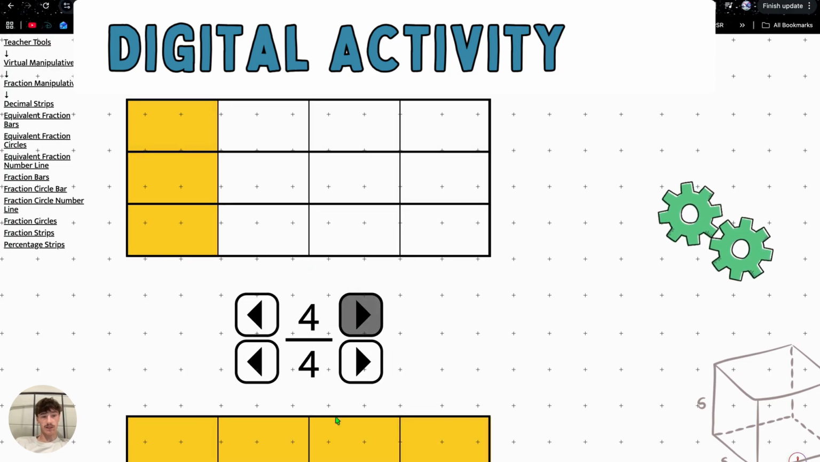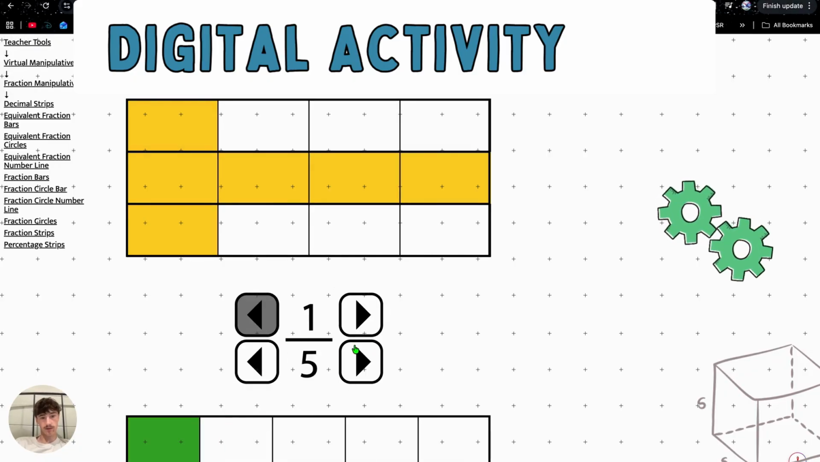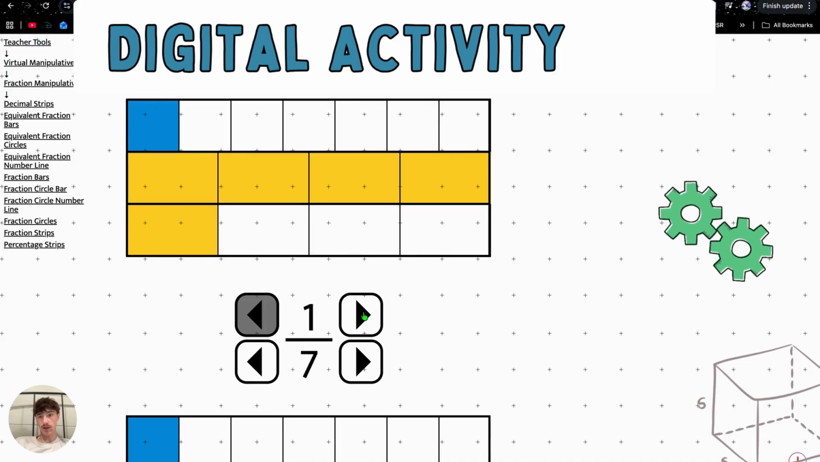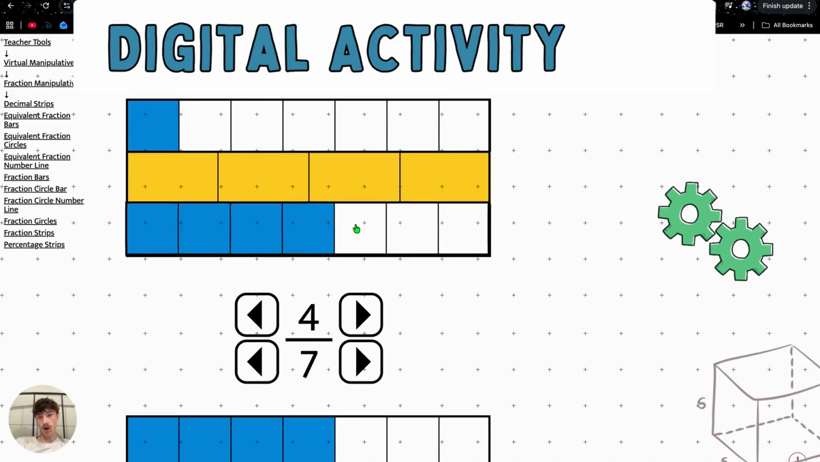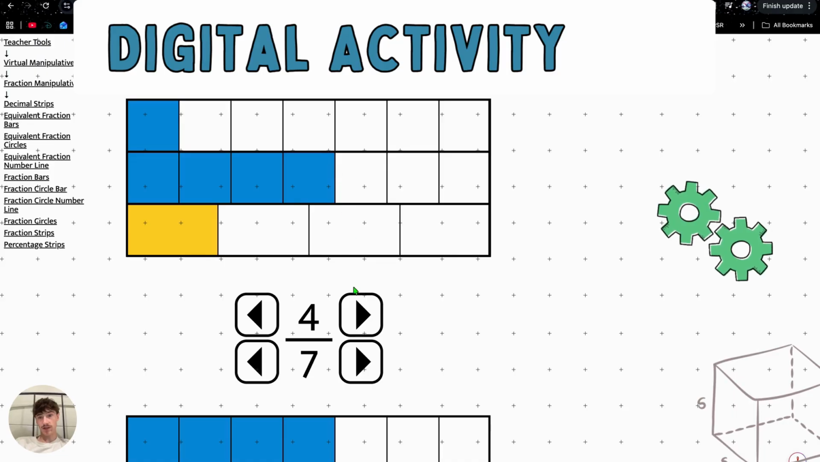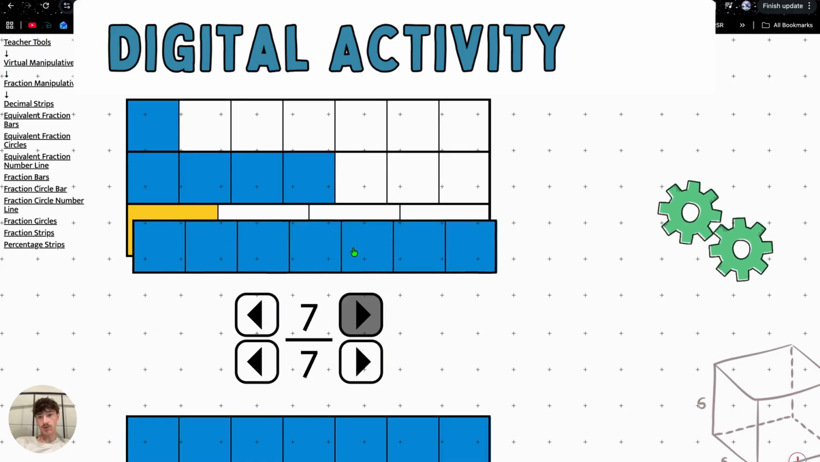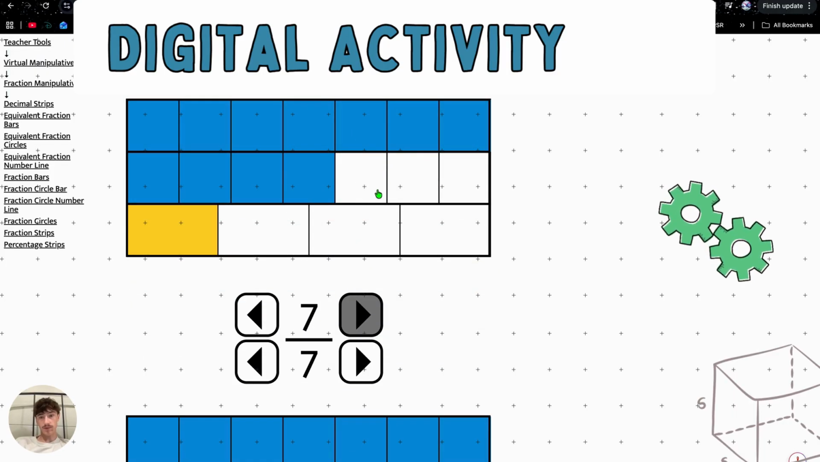This is the digital activity, which is the main activity of the lesson. The other one was just a pre-activity to try and get them used to it. In this activity, I'll be writing addition fraction equations on the whiteboard, and the students will use this website on the iPads and small whiteboards to help them solve each equation.